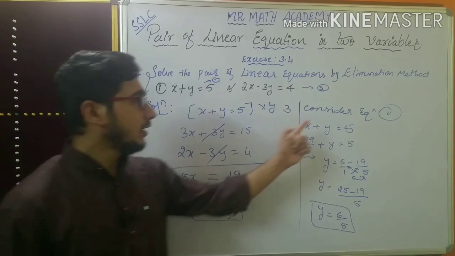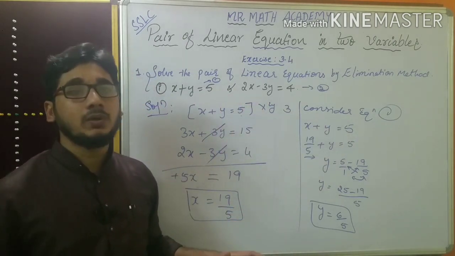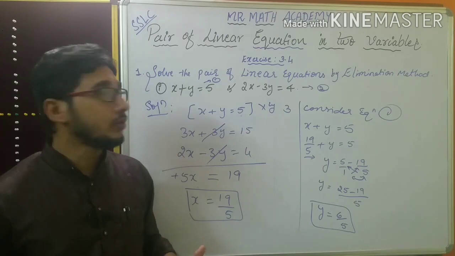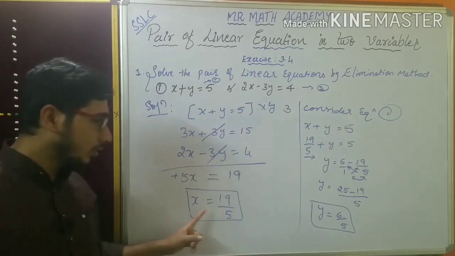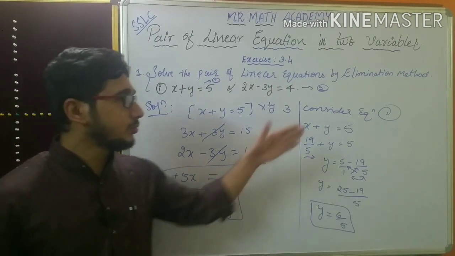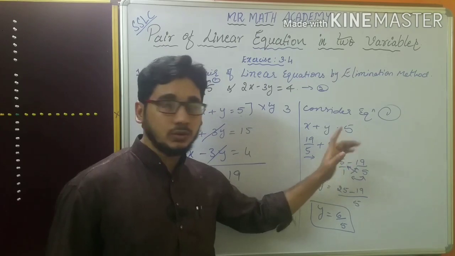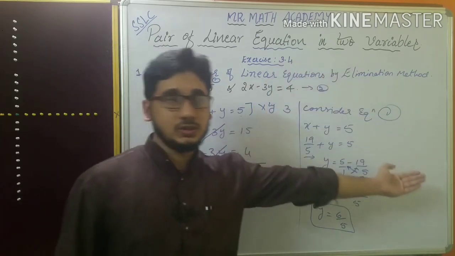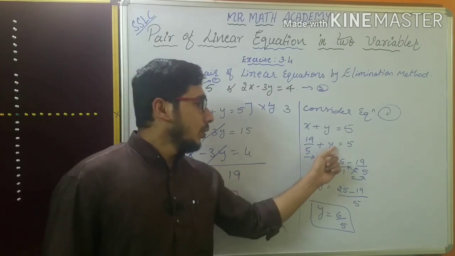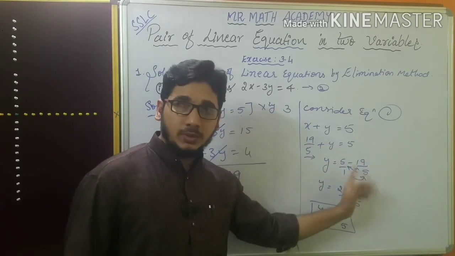Now what will happen? Consider any equation, but take the simple one so that the calculation will be easy for you. So consider equation number 1. What value do you get? x is equal to 19 by 5. Substitute here: x is equal to 19 by 5, plus y is equal to 5. Send 19 by 5 to the RHS. So y is equal to 5 minus 19 by 5.